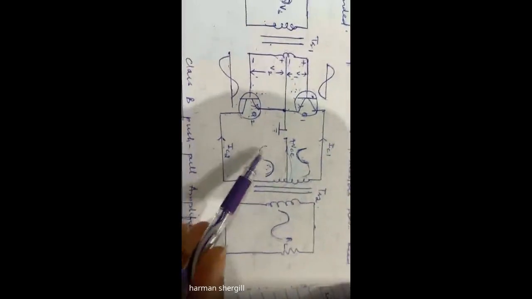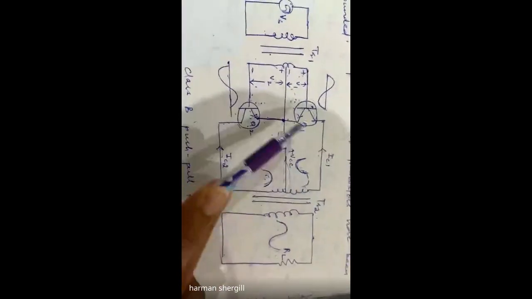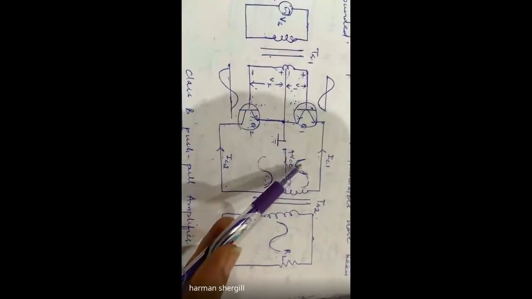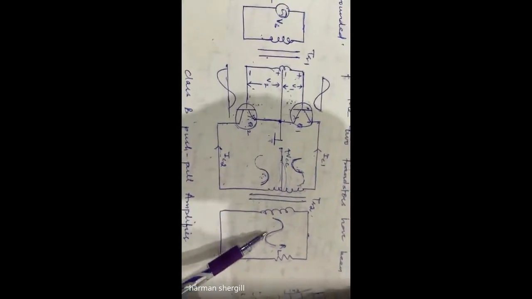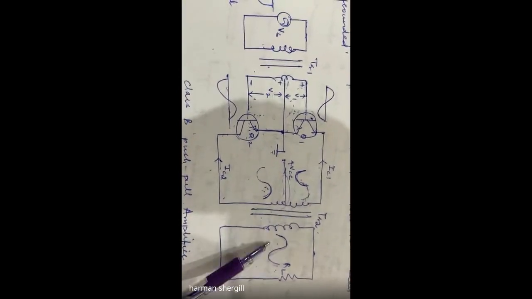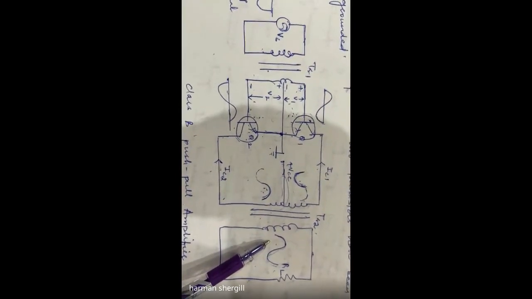So due to this आपके ये दोनों cycles combine हो जाएंगे. Like first case में आपका Q1 turned on था, second case में आपका Q2 turned on है, then दोनों को आप combine करोगे, then you will get this complete sine wave which is passed on to the load. In this case you will get a complete sine wave.